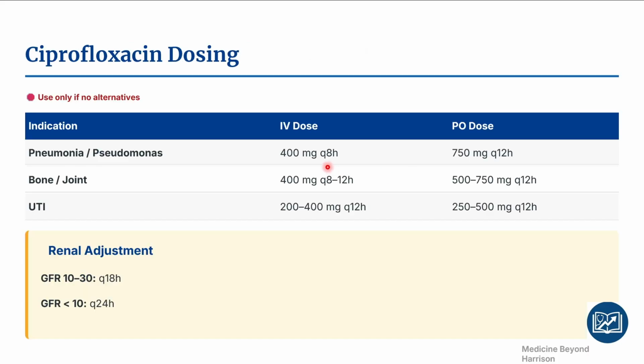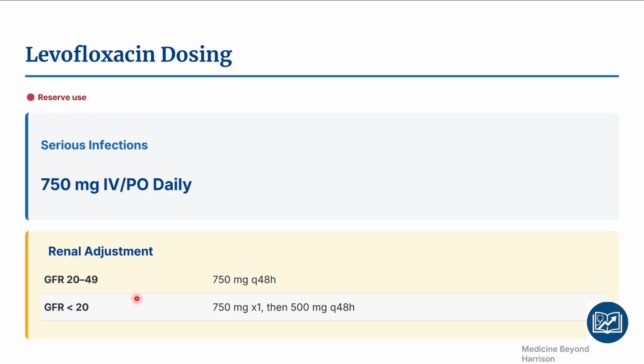Ciprofloxacin dosage for pneumonia is 400 mg IV every 8 hours, or oral dose 750 mg every 12 hours. For UTI and joint infection, it is 400 mg every 12 hours, or 500 mg every 12 hours in case of oral dosage. Adjust according to the renal requirement. If GFR is less than 10, go for once daily dosing. Levofloxacin is a single, once daily dose.